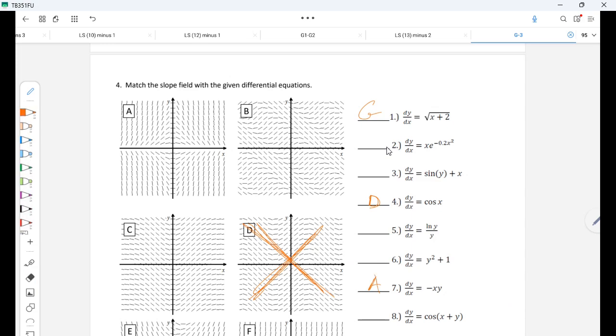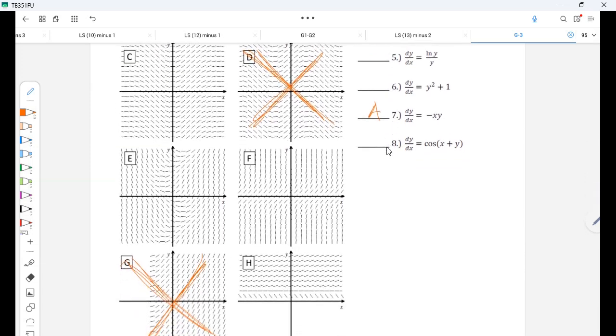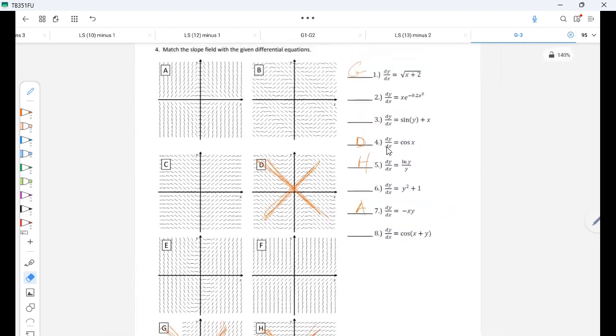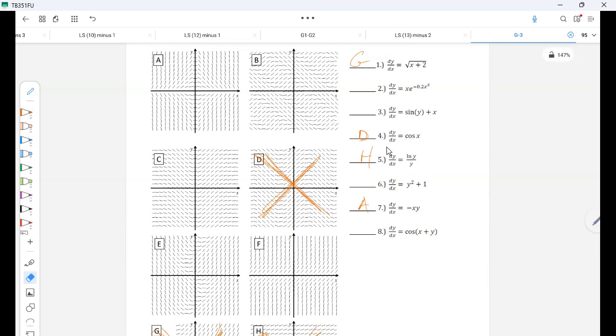I think so. Yeah, 5 is H because you can't put a negative value into ln. And the ln of 1 is 0, so that works for both of those parts. All right. Is E 3, sine y plus x? Yes, I think so. I think E is 3.